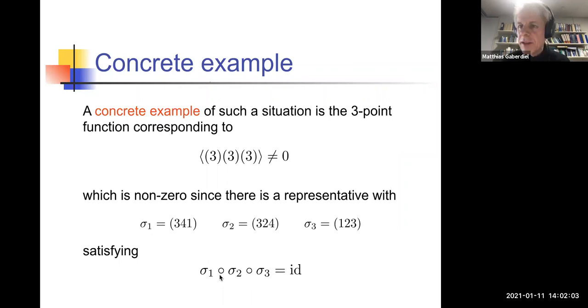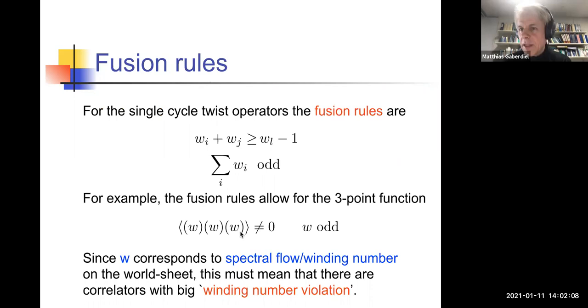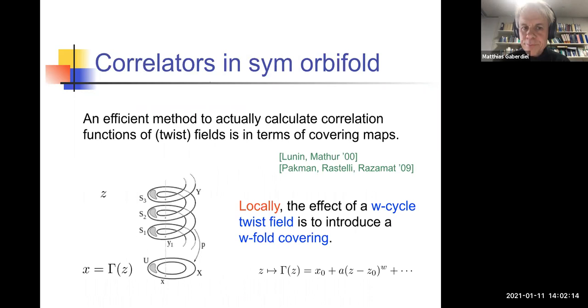So therefore this correlation function will be non-zero. And that's the reason why this correlation function will be non-zero. So that's simply true in the symmetric orbifold. Now, what's an efficient way of calculating these symmetric orbifold correlation functions?